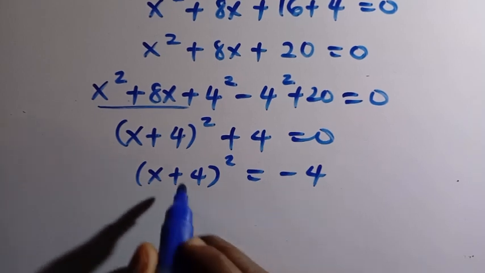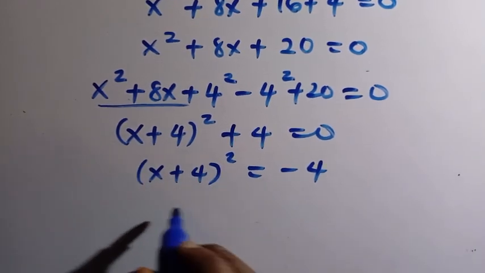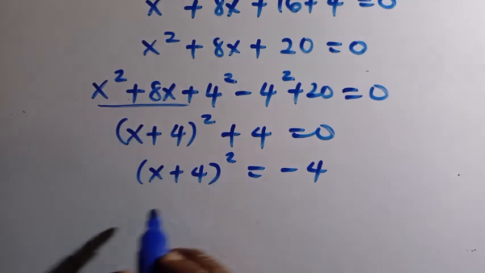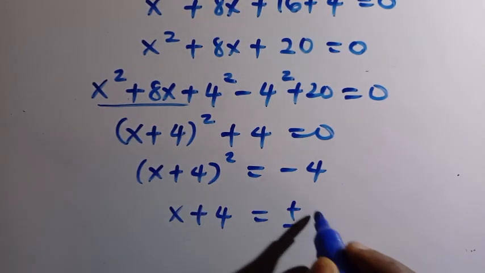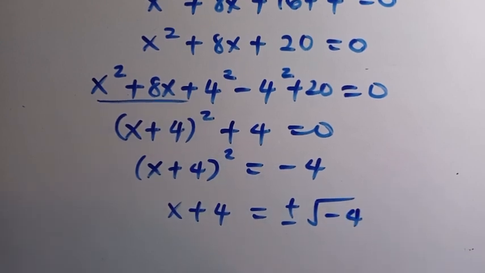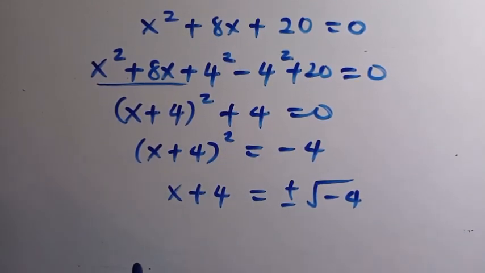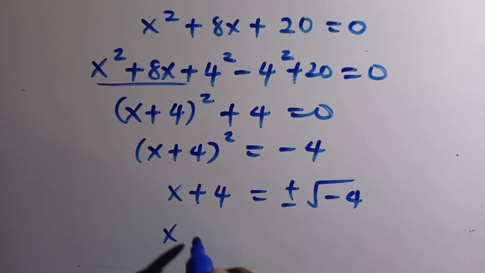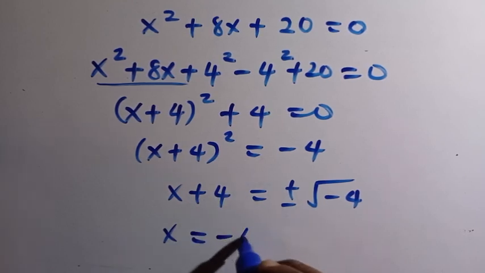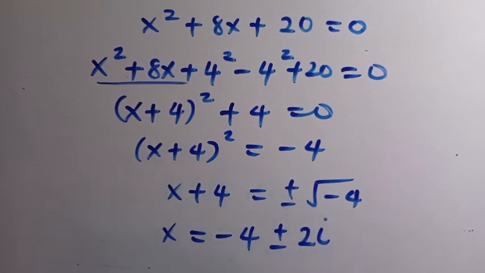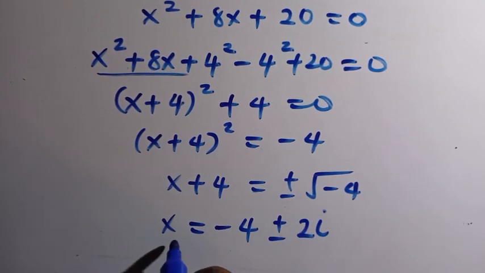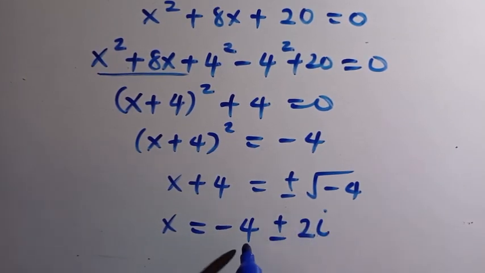So here we are going to take the square root of both sides. By taking square root of both sides, we know this and that cancelled, and we have x + 4 equals plus or minus square root of -4. And square root of -4, that is 2i. And we have x equals, let's take 4 to the other side, -4 plus or minus 2i. So we have two solutions here, which are -4 + 2i and -4 - 2i. So let's see the other solution we can use to solve this.